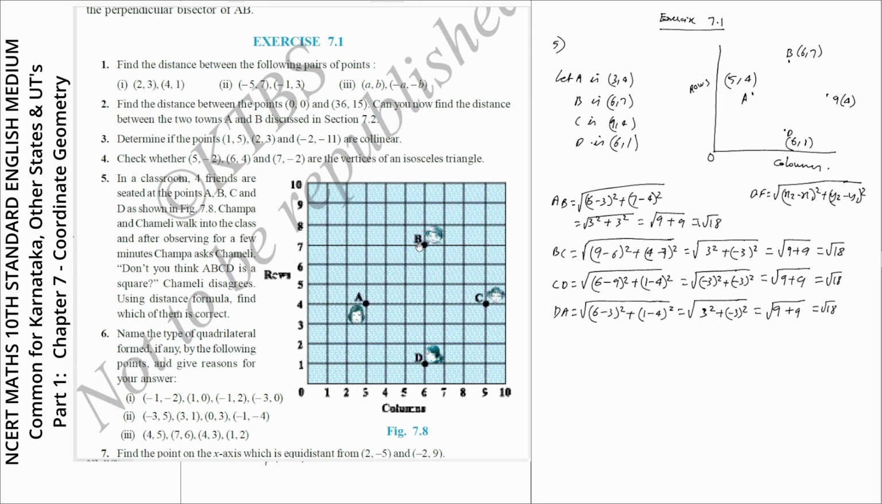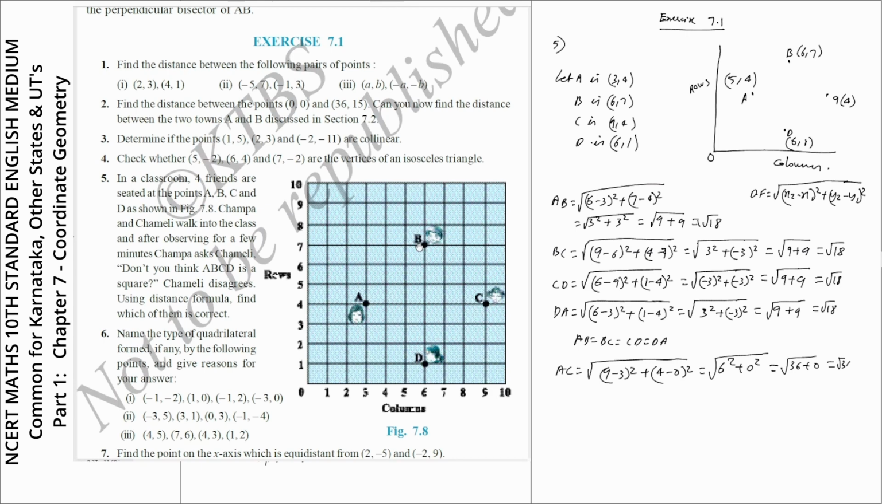So we see that now AB is equal to BC is equal to CD is equal to DA. So not only this, we should check the diagonal. We will check AC. What is the length of AC? So here length of AC is equal to square root of x2 minus x1 the whole square, that is 9 minus 3 the whole square plus y2 minus y1 the whole square, that is 4 minus 0 the whole square. This is equal to 9 minus 3 is 6, 6 square plus 0 square. So 6 square is 36 plus 0. So I'll get 36.